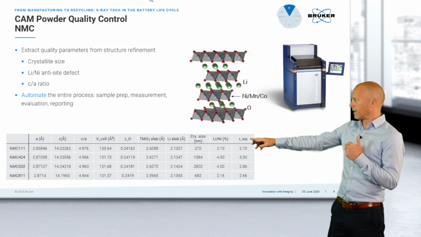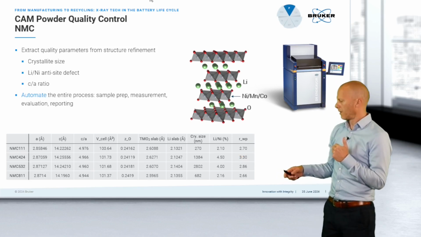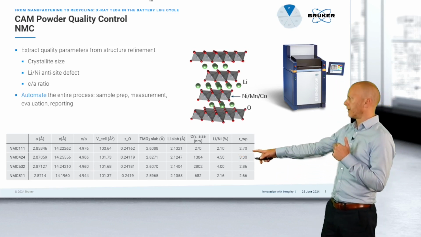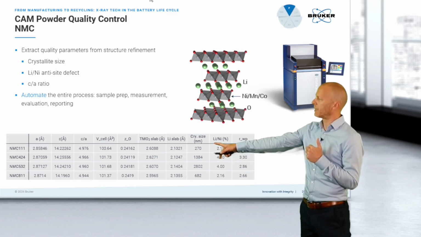So at the bottom here, there's some analysis from different NMC powders. And we can see things like crystallite size. We get numbers here, 270 nanometers. This is something that's quite easily observable with X-ray diffraction.